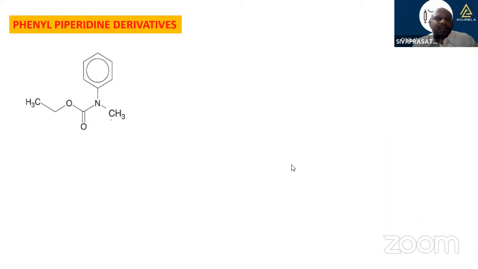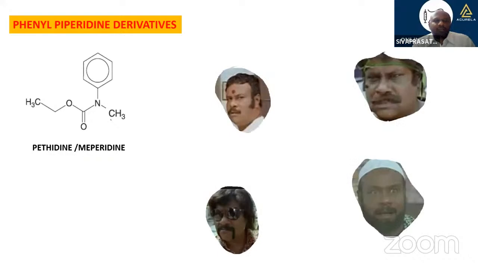Coming to the phenylpiperidine nucleus, as I already told you, this 1 and 3 rings will provide the backbone. This is the benzene structure with the nitrogen attached. On one side there's a methyl, and on the other side you have an ester group. So this is the basic structure of pethidine. Pethidine is a fully synthetic compound, out of which many other compounds have been developed.